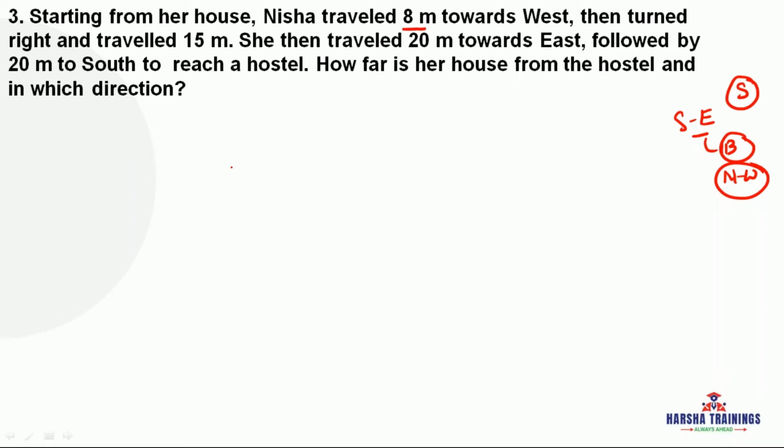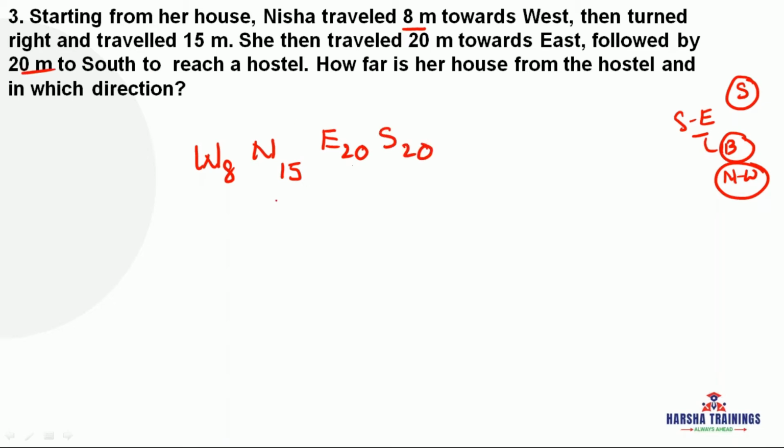Nisha traveled 8 meters towards starting west side and then turn right. For example, you are moving to west side, turn right means north side, right? North, how many meters? 15 meters. She then traveled 20 meters east side, followed by 20 meters south. South, how many meters? 20 meters.